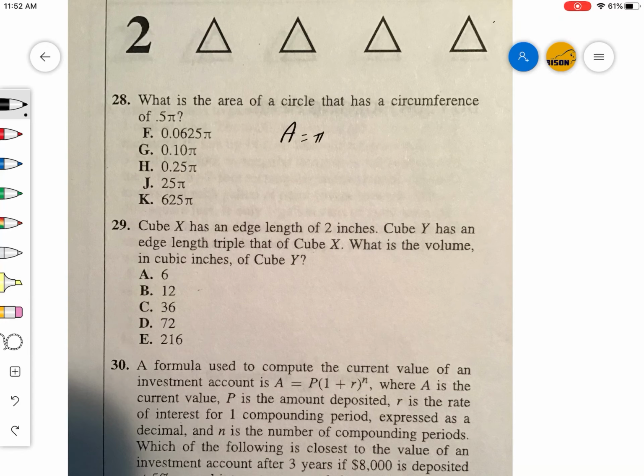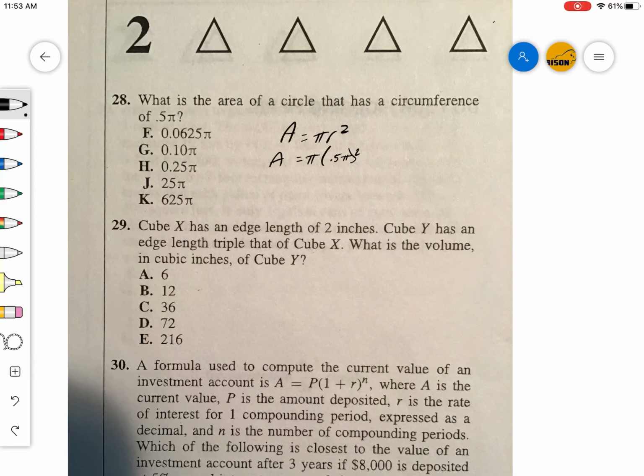28. What's the area of a circle that has a circumference of 0.5 pi? If you remember, the area formula is A equals pi r squared. All right, so I've got pi times 0.5 pi squared. Now I could work this out. I could square all that, I could cancel out some pi's. I'm just going to get a number, so I'm going to type it in the calculator. Pi times 0.5 pi, and I'm going to square that.